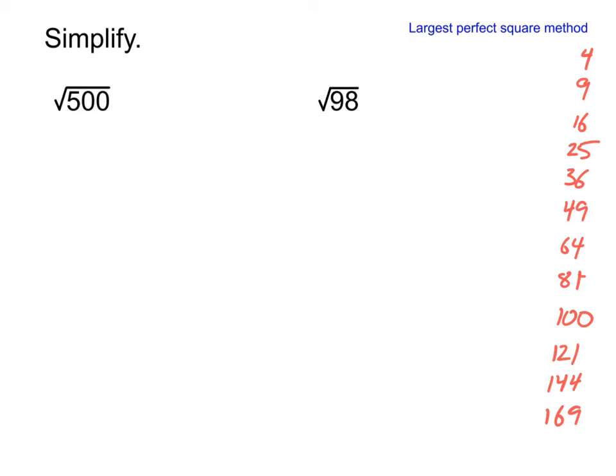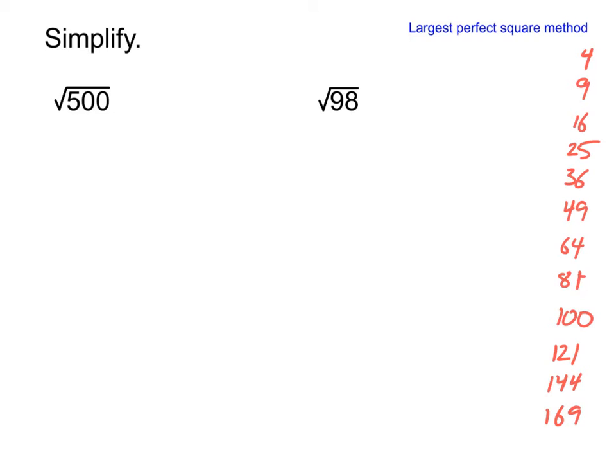Out of that list, though, one number should jump out right now as going nicely into 500. Which is that? 100, yeah. 100 goes into it. Now, you might also have seen that 25 goes into it, but we want to know the biggest of them. And so that's why we'd go with the 100, because we want the biggest perfect square.